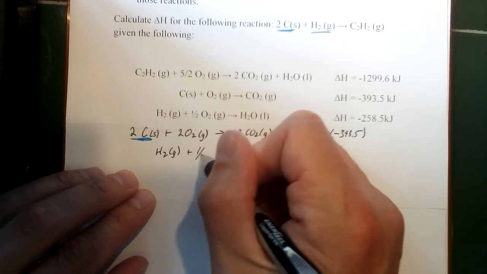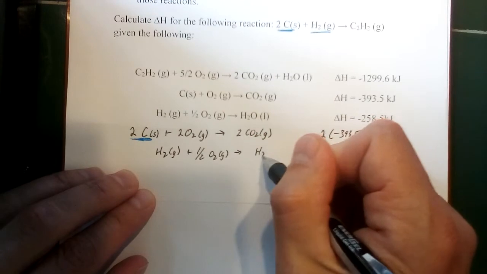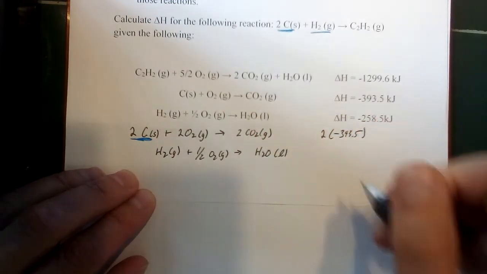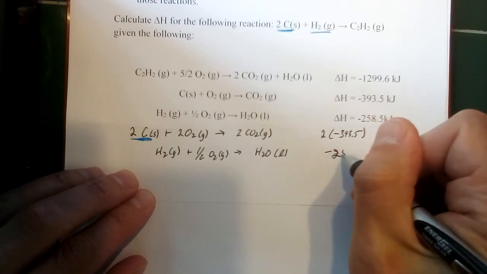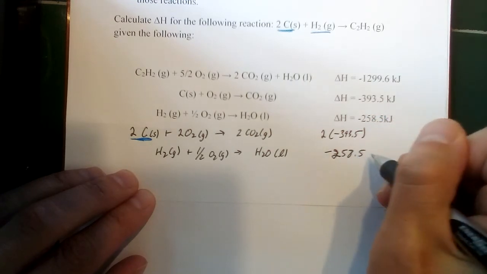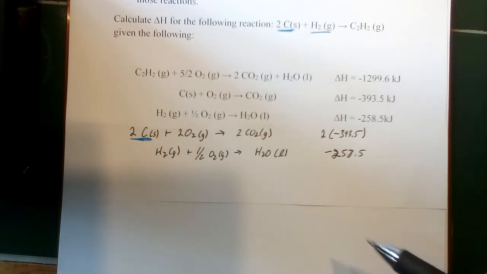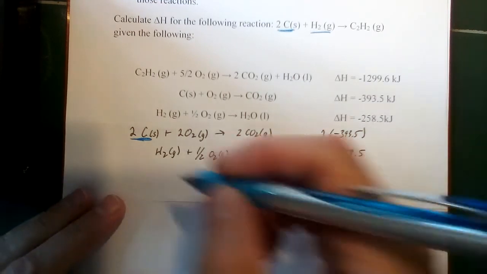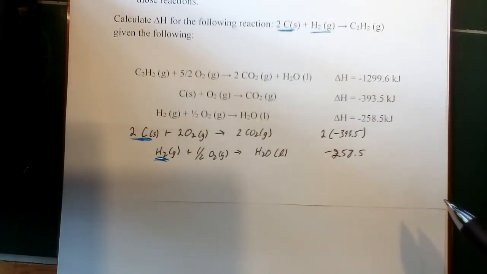1 mole of H2 plus a half a mole of O2 gives me a mole of water in the liquid phase. Enthalpy, I didn't change the reaction, so nothing changes about the enthalpy. It is exactly the same, 258.5, but it's negative. It's an exothermic reaction. Okay, and there's my second reactant for my target equation.